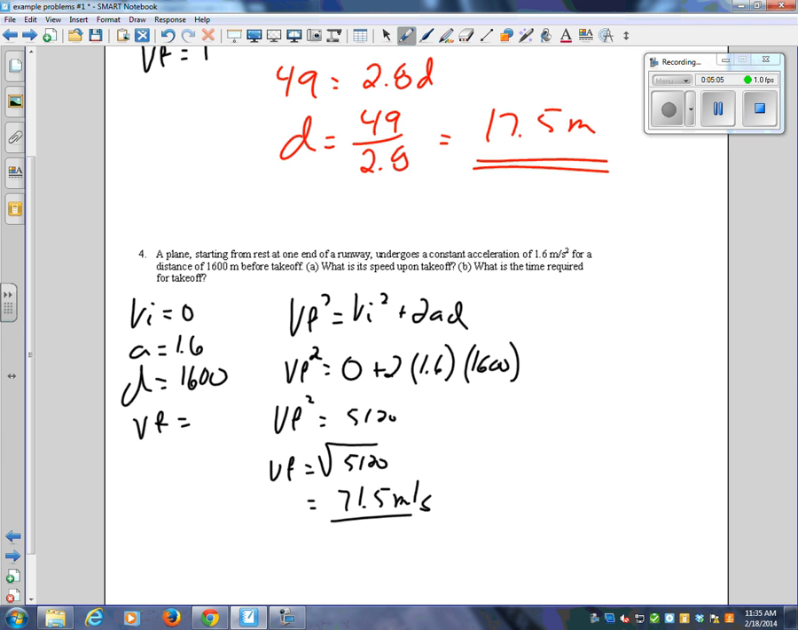Okay. What is the time required for takeoff? How long does it take? So now I have to solve for t.